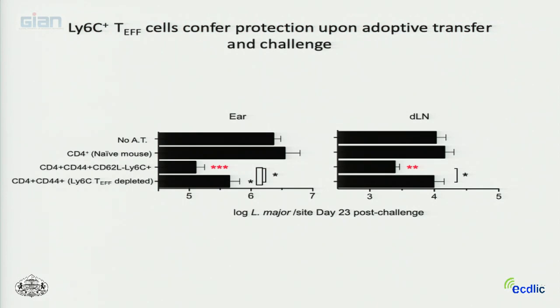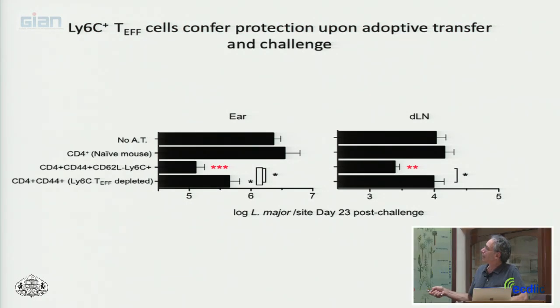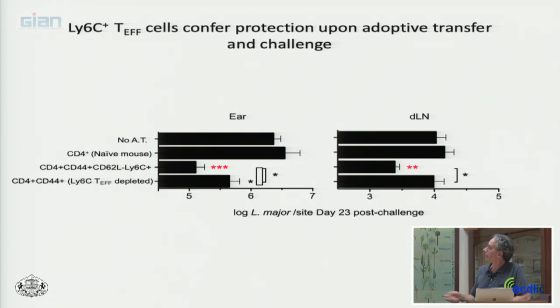So in these challenge sites, again, it's these effector cells that confer pretty strong protection in these recipient mice. And the central memory cells that have been depleted of these effector cells, they don't work nearly as well.